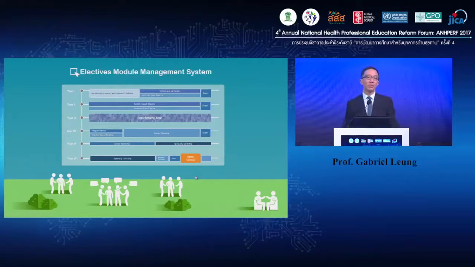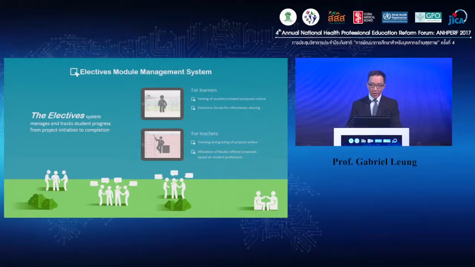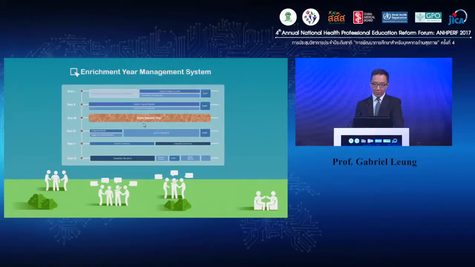So how do you keep track of 235 students as they go literally all over the world? Now, we actually allow them to do everything online, where for learners, they can allow us to vet their proposals online. There's an electronic forum for information sharing. For teachers, it allows us to grade them, to track them, to monitor them, and to allocate the school-based proposals based on student preferences. So it's kind of like a matching system, as well as one that allows you to do grading online together.